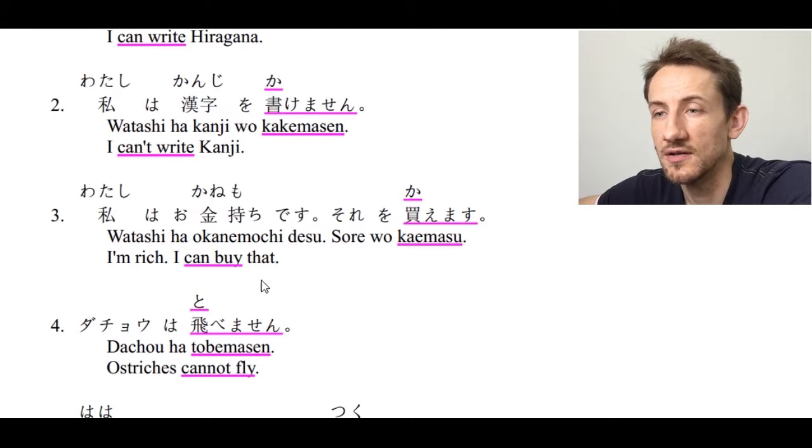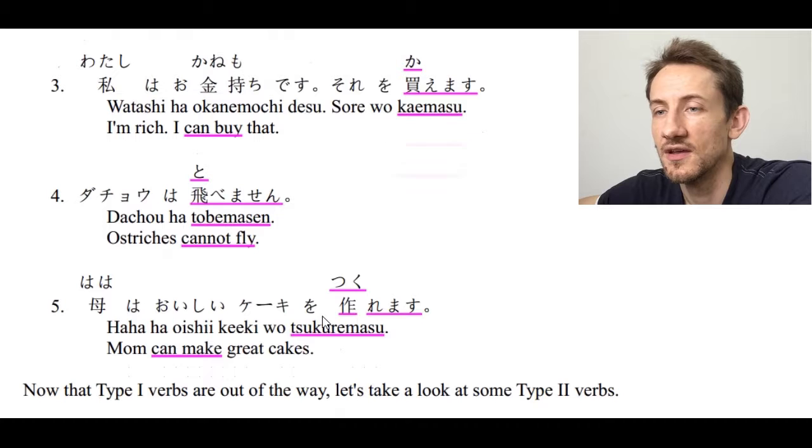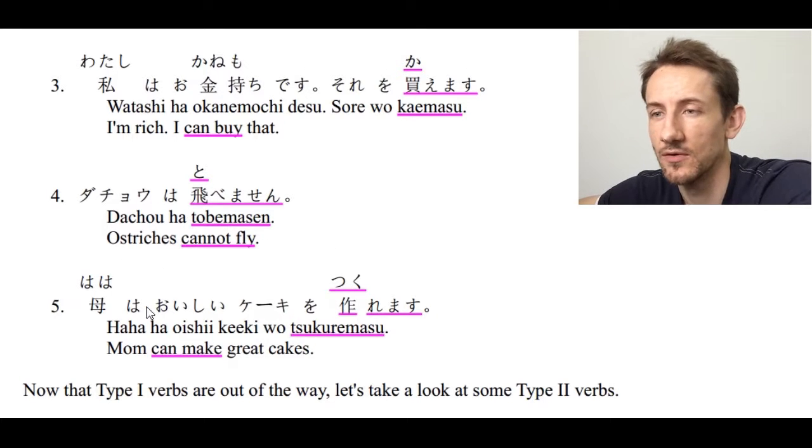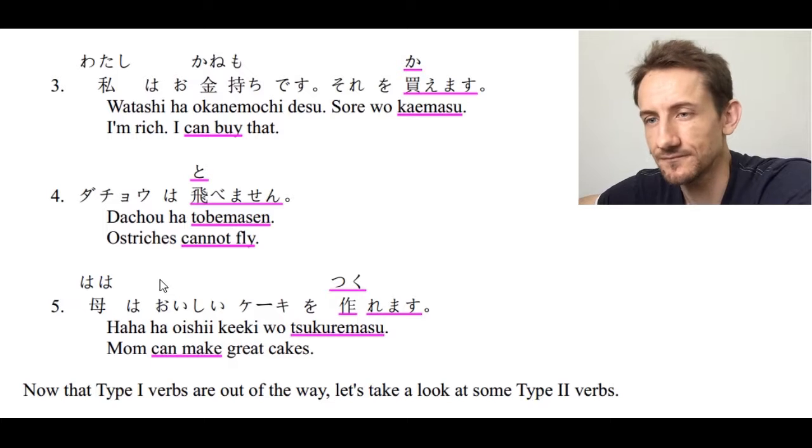Number 4, dachou wa tobemasen. Ostriches cannot fly. And the last one, number 5. Haha wa oishii keiki o tsukuremasu. Mom can make great cakes. Okay, so instead of saying okasan, we can say haha when we're talking about a mother.